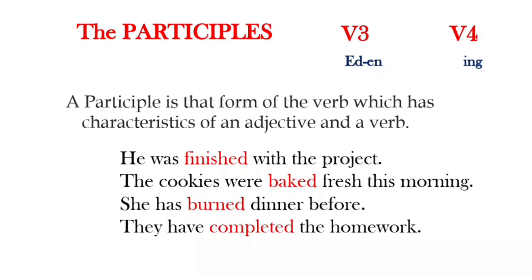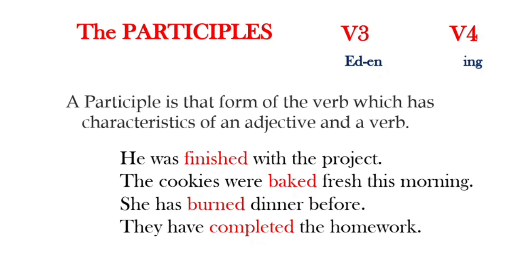Then the last one is the participles. A participle is that form of the verb which has characteristics of an adjective and a verb. Here we are calling two types of participles. One is verb 3 and another one is verb 4. Verb 3 is a past participle. Then verb 4 is the present participle. Ing forms are called verb 4 forms.